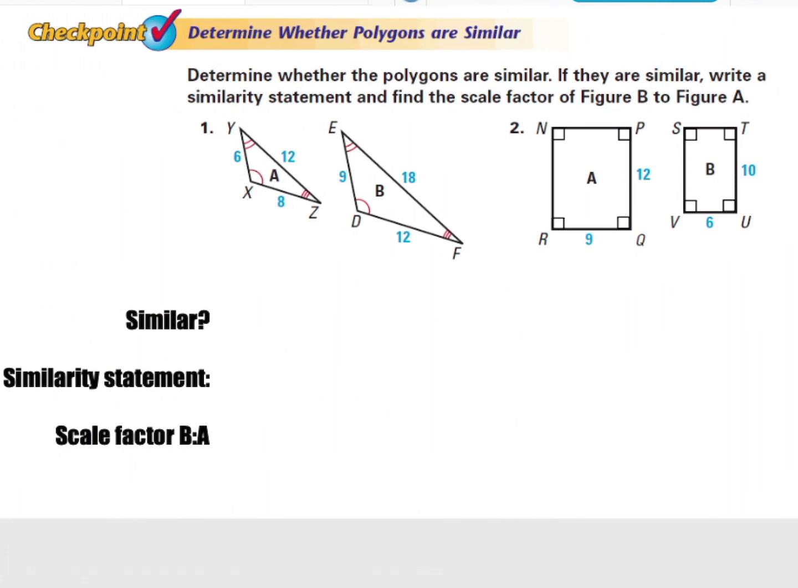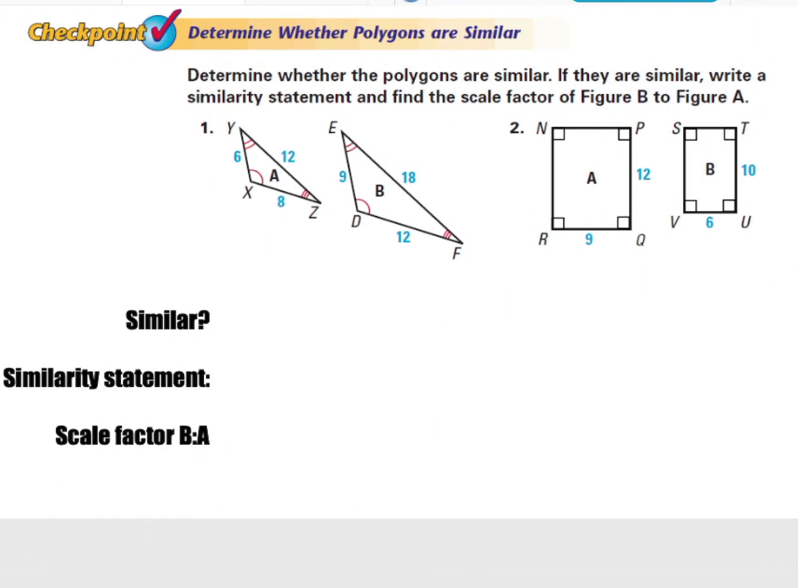Let's just practice a couple more. Do these look like well resized triangles? And how about these rectangles? Do those look resized appropriately? There's two things we need to check. We need to check congruent angles and proportional sides. Let's check congruent angles first.